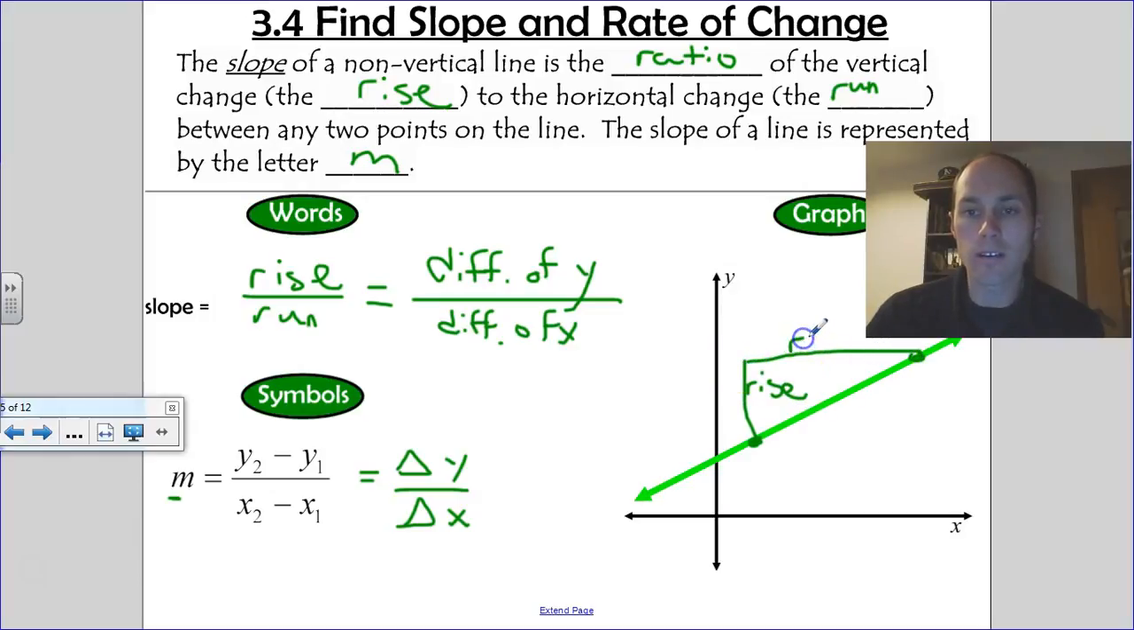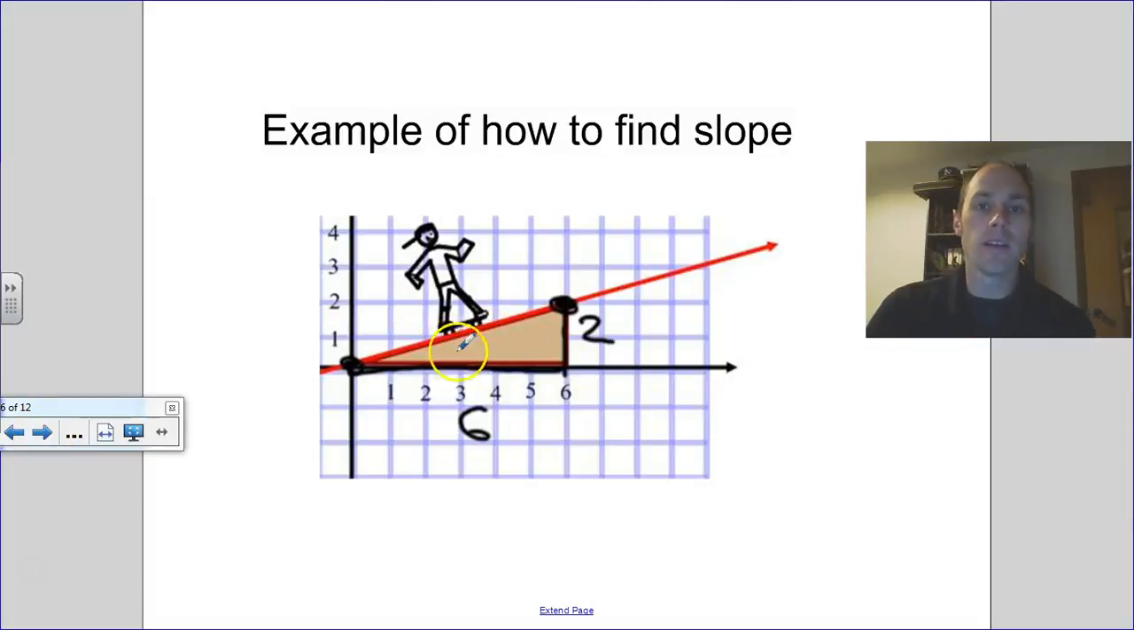So how far do I rise from one point to the next compared to how far I run? Okay, so if you remember slope in those 3 formats, you will do well. And maybe you just sing the song in your head all the time. So here's how we find slope on a graph. Difference of the y and the difference of the x.